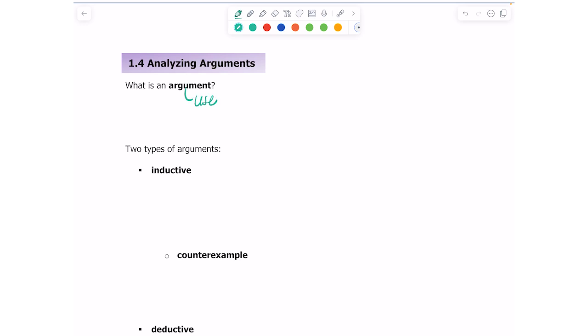Arguments use a set of premises. And premises just provide us information that leads to a conclusion, okay? And those premises support one or more conclusions.